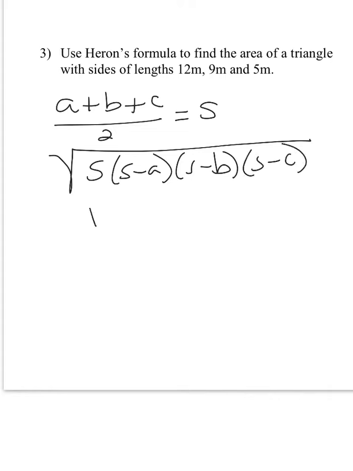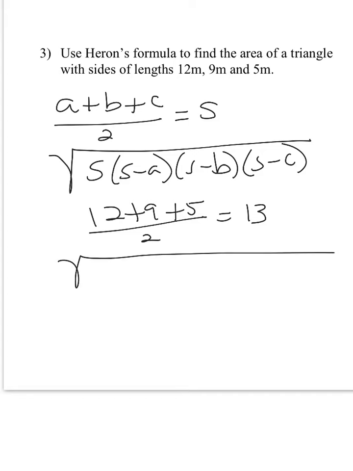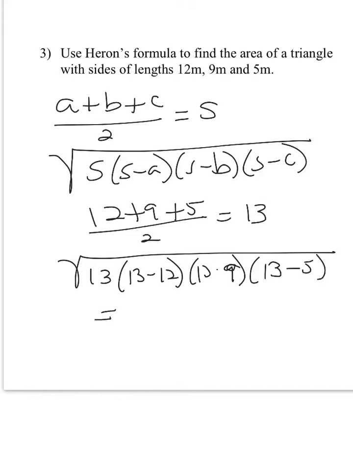All right, so 12 plus 9 plus 5 divided by 2 gives us 13. We plug that into our calculator as the square root of 13 times 13 minus 12 times 13 minus 9 times 13 minus 5. And we get an area of 20.39 meters squared. Don't forget to put your unit squared at the end of your answer.